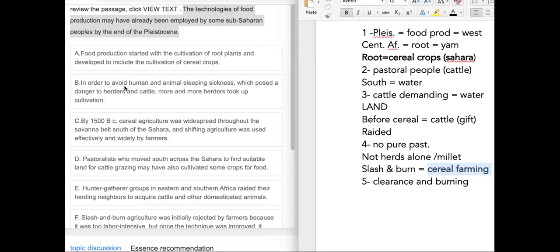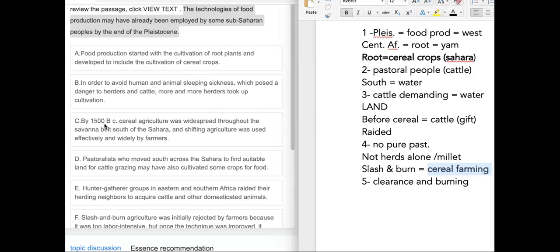In order to avoid human and animal sleeping sickness. Wait a minute. Sickness? Anything about sickness here? I don't remember anything about animal sleeping sickness. I won't even read the rest of the sentence because my notes don't mention it. Okay? So I'm gonna keep on moving.